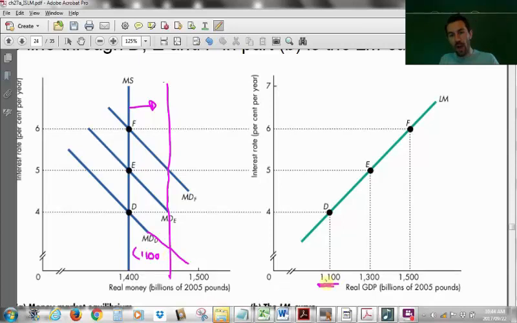So for this level of output, is my equilibrium interest rate still going to be 4% with this new money supply curve? No. My interest rate is now lower, right? You happy with that? Okay, what about our level of output here, 1,300? For 1,300, with my new money supply curve and my money demand curve, which corresponds to 1,300. So this was my money demand curve for 1,300.